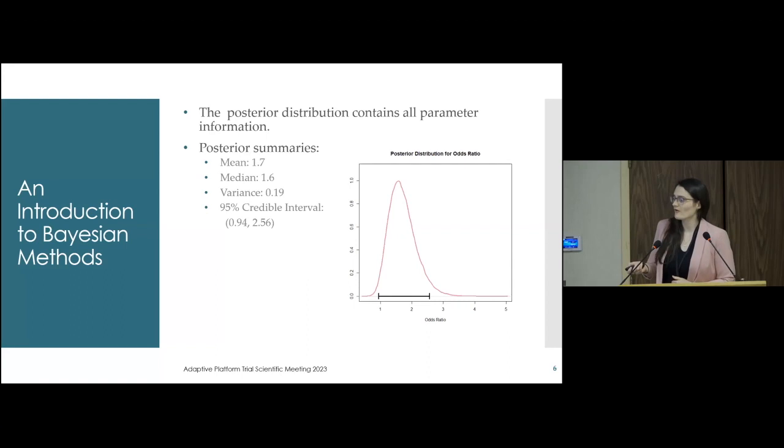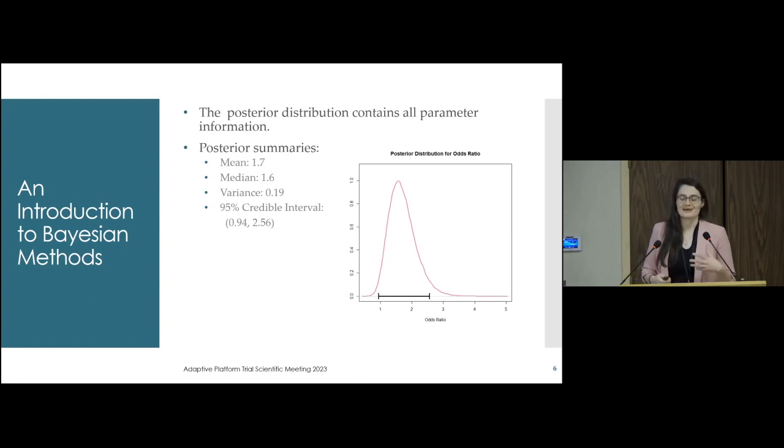And a credible interval is essentially this black line on the plot here. It tells you the most likely values for the odds ratio. So in this particular case, we've calculated a 95% credible interval, which means that there's a 95% probability that the odds ratio is between 0.94 and 2.56.